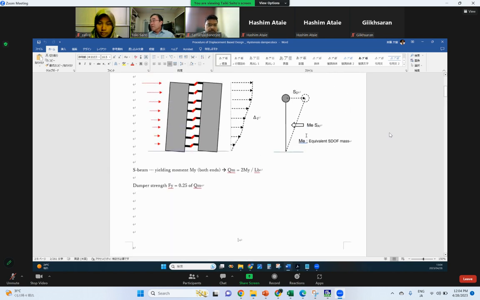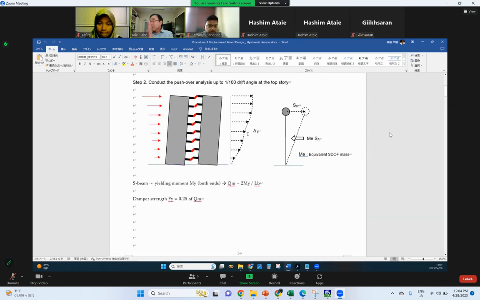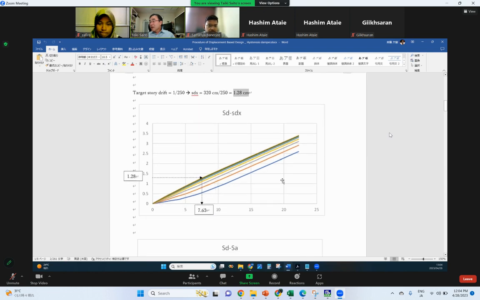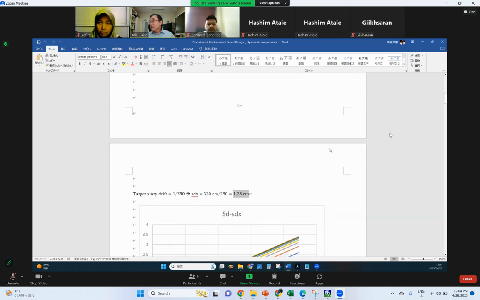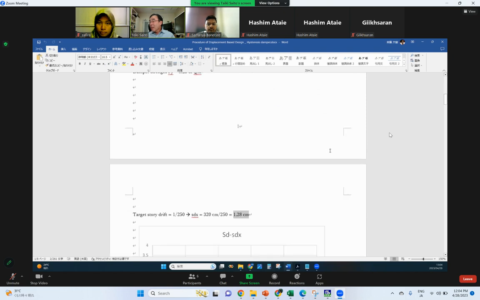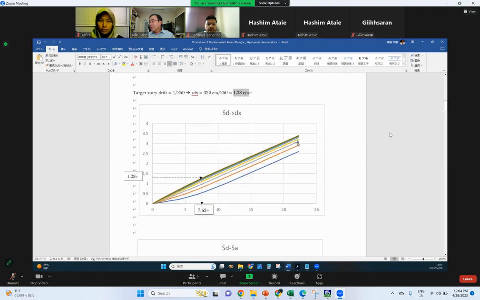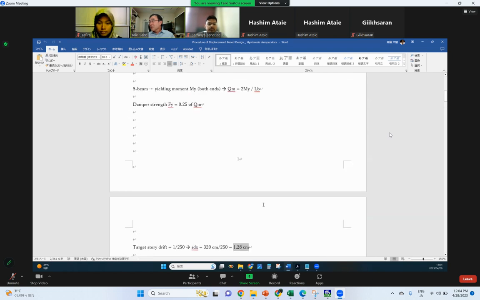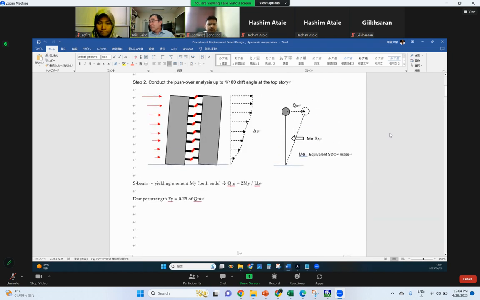Okay? And by this pushover, step by step, you can get the relationship against the story drift of each story. There are 1, 2, 3, 4, 5, 6, how many? 7? Right? So there are many lines. This is the story drift of each story, and it is getting larger. The horizontal axis is the displacement of the equivalent single degree of freedom system.